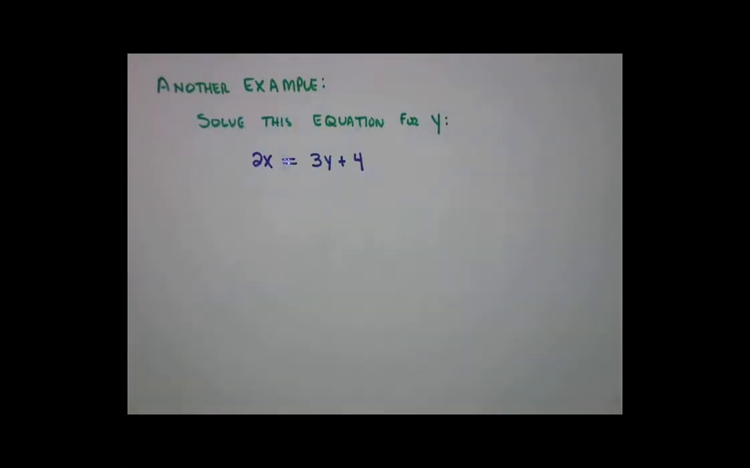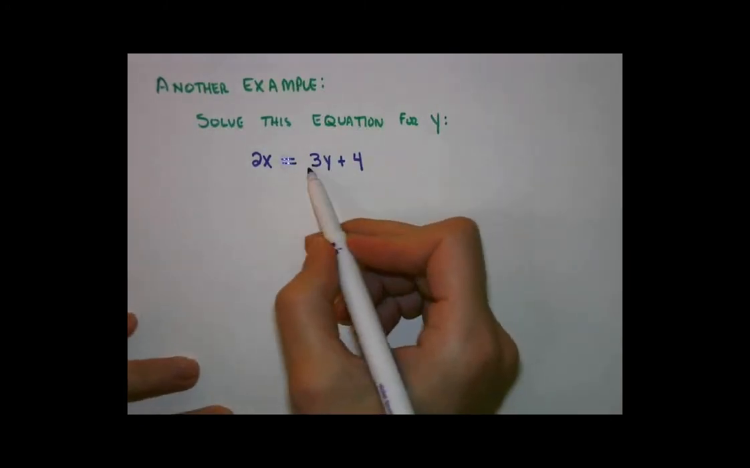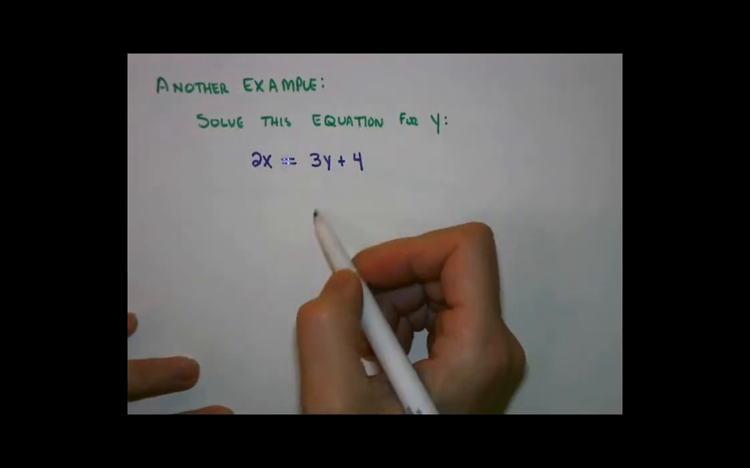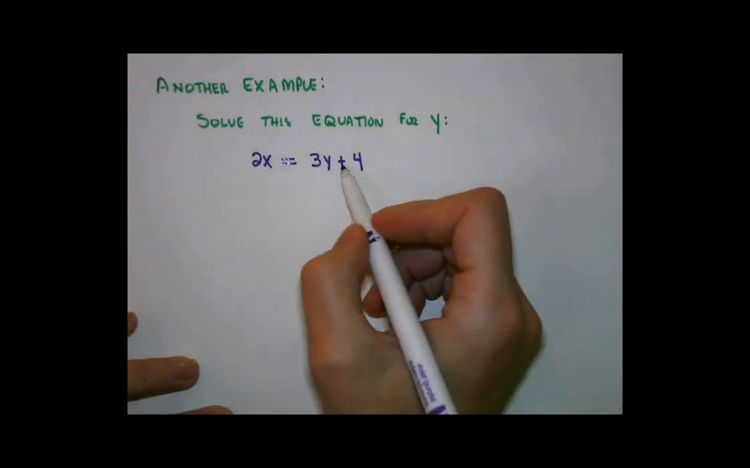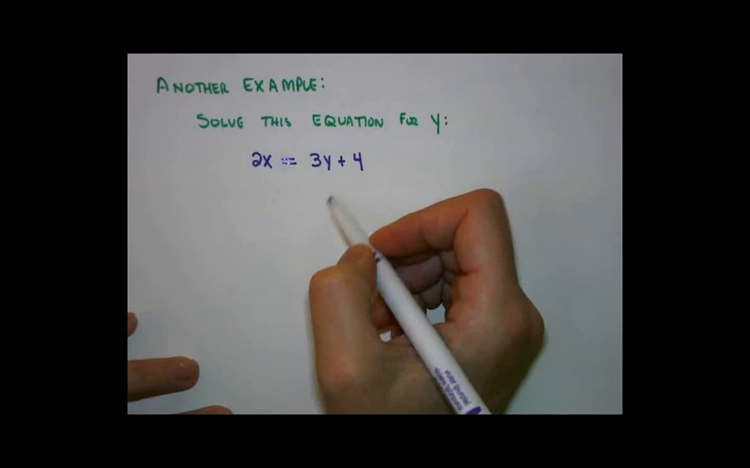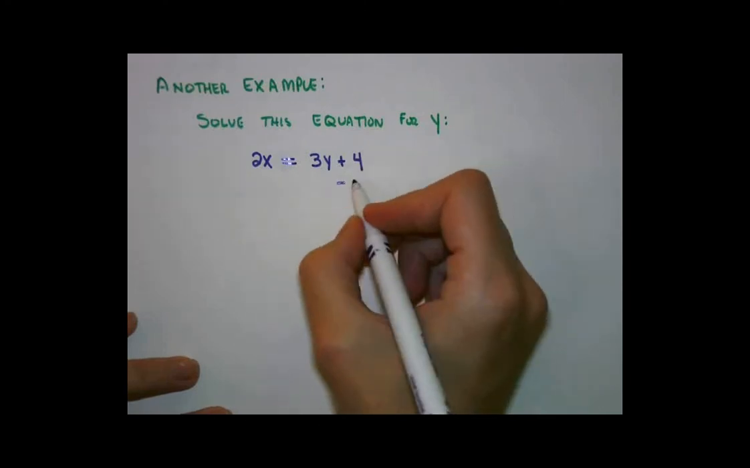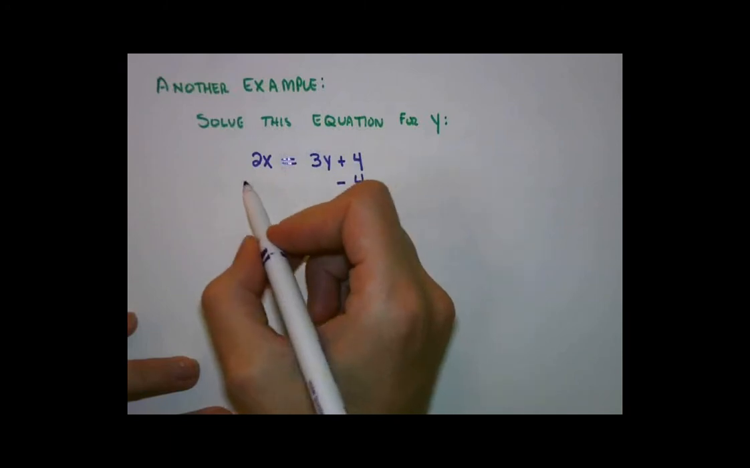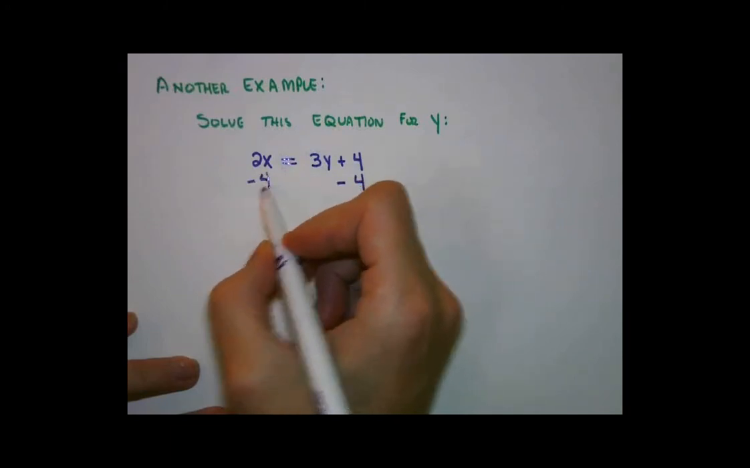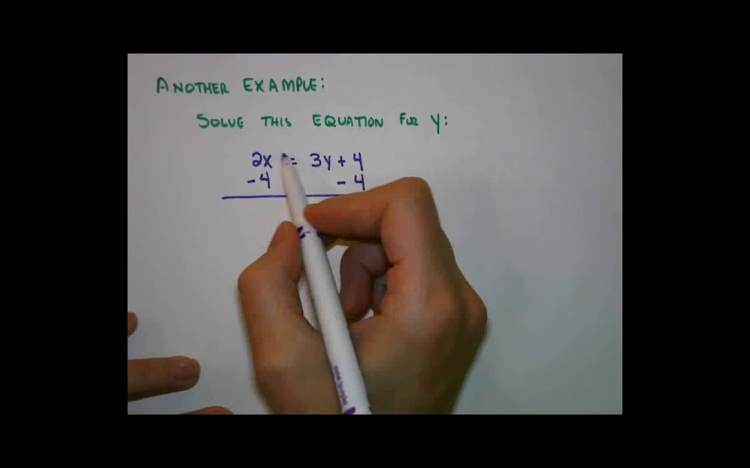Here's a second example of a problem that asks us to solve an equation for y. So again, we're trying to get y all by itself here. So the first thing I'm going to try and do is to get the 3y term by itself on one side of the equation. I notice that right now 3y has 4 added to it. To undo the adding 4, I'm going to have to subtract 4 from the left-hand side, and to keep the equation balanced, I'm going to subtract 4 from the right-hand side as well.